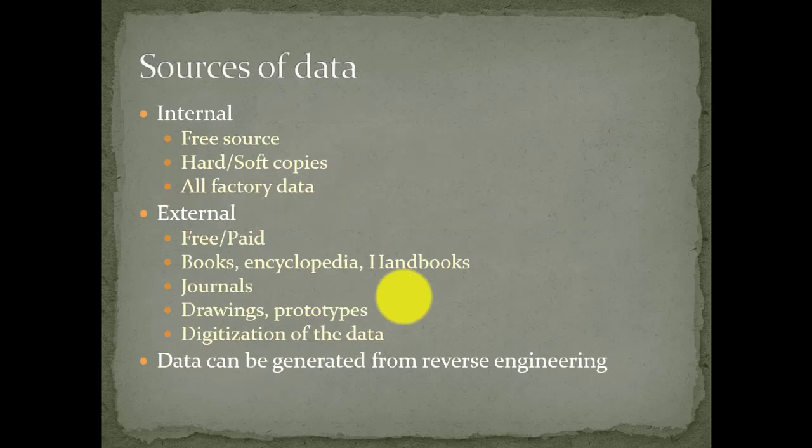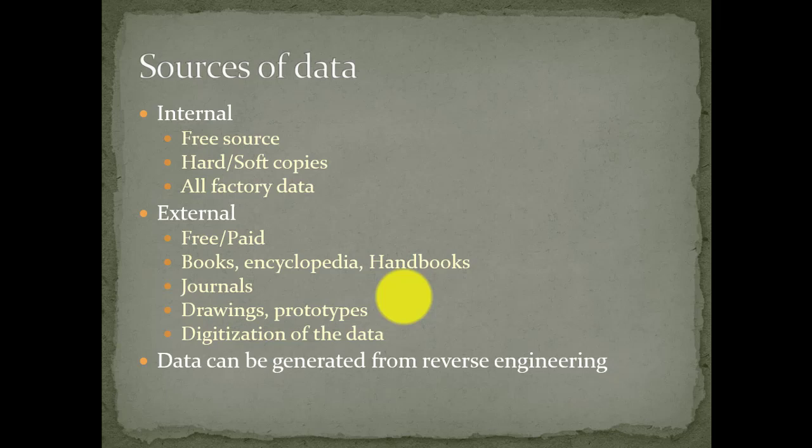Sources of the data. If I see the sources of the data, there could be two major sources of data. One is internal and one is external. When I call it an internal source of data, it is nothing but the data which is available with the company. The data which is available inside the company is generally called free of cost. The reason is, although it is generated by the employees and you are paying the employees, whatever data the company has is available at free of cost.